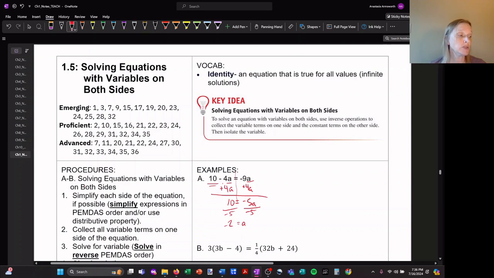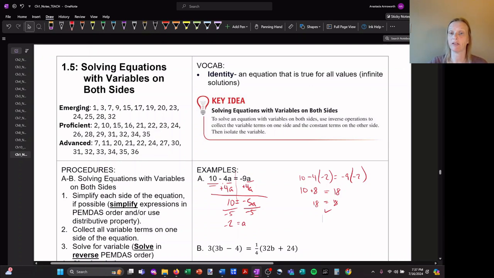Now, it is important to check your answers. So I'm going to plug negative 2 into the original equation. 10 minus 4 times negative 2 equals negative 9 times negative 2. And I get, let's see, 10, negative 4 times negative 2 is positive 8. So that's going to be like 10 plus 8. And negative 9 times negative 2, negative times a negative is a positive. So that's going to be positive 18. So this does check out. 18 equals 18.